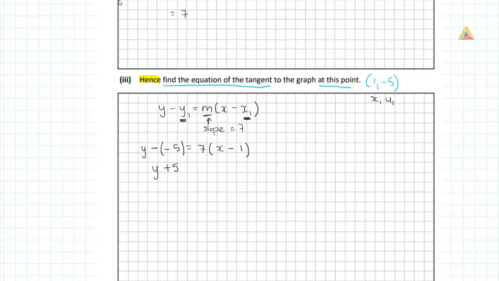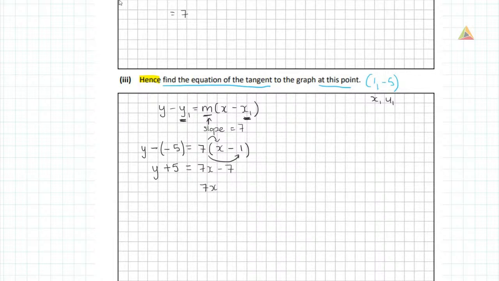You could put brackets around this piece and say y bracket minus 5 bracket on the calculator, and you'll get an answer of 5, which is plus 5. On this side, we're going to multiply, so our 7 is touching the bracket, so we get 7x minus 7. And then we just need to do a little bit of rearranging this equation.